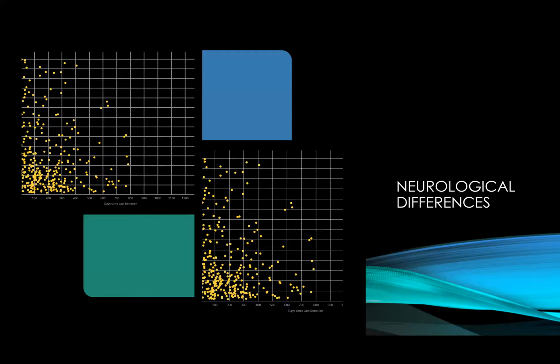But there's also neurological differences to consider, and those aren't always well publicized. So things like migraines and even seizures, we can, with our designs, potentially invoke a response. So that's something to consider as well.